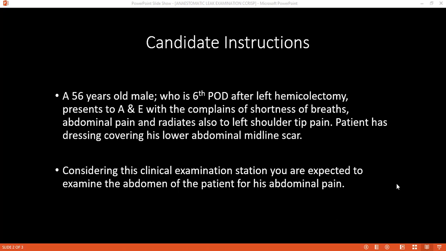Sometimes the station or the patient is already confused and not straightforward, and doesn't tell you to examine the abdomen or the chest. They don't say it, but you should be straightforward. You should follow the stem.